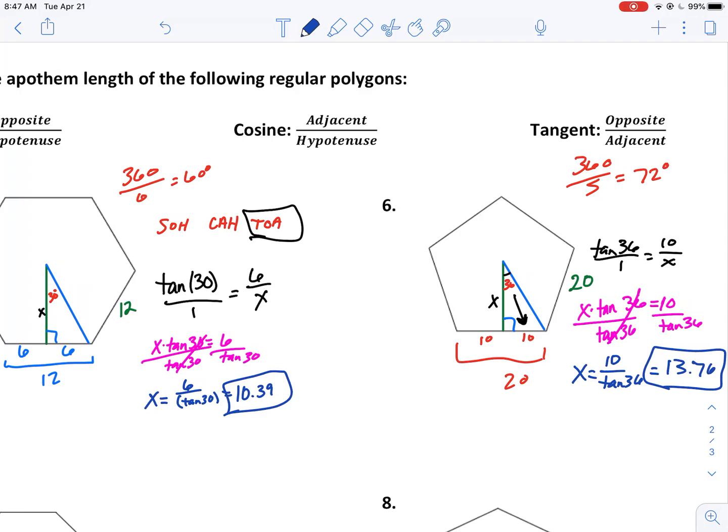So again, I'm going to leave the last 4 for you guys. I'll post the answers. That's just if you want extra practice.